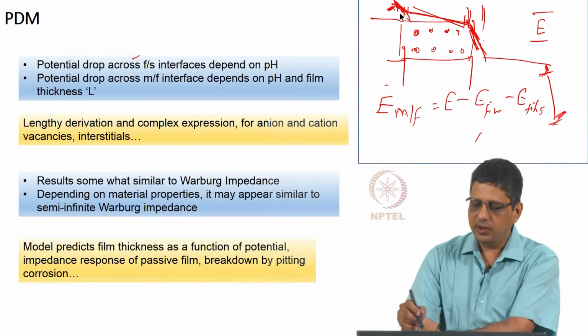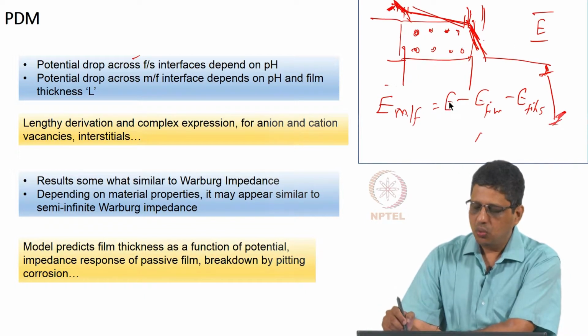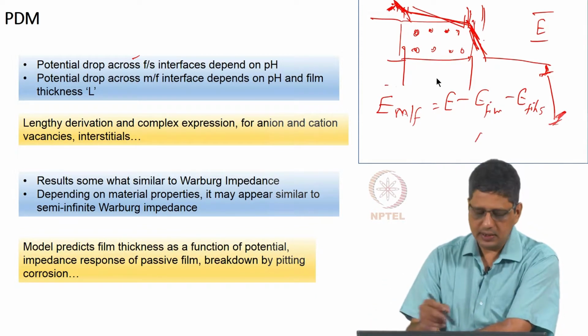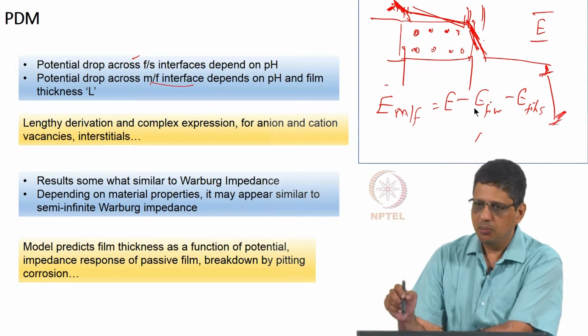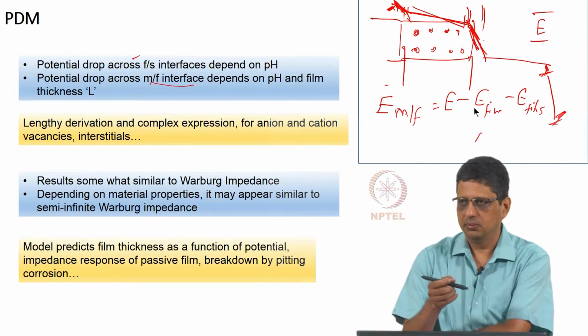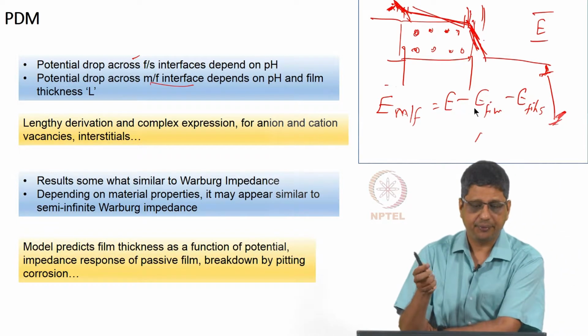Okay. Now, we are going to say whatever we applied is split into three. One of them is going to depend on pH, another is going to depend on the film thickness. So, this potential drop across the metal film interface is going to depend on both pH and the film thickness, and naturally on how much potential we are applying.